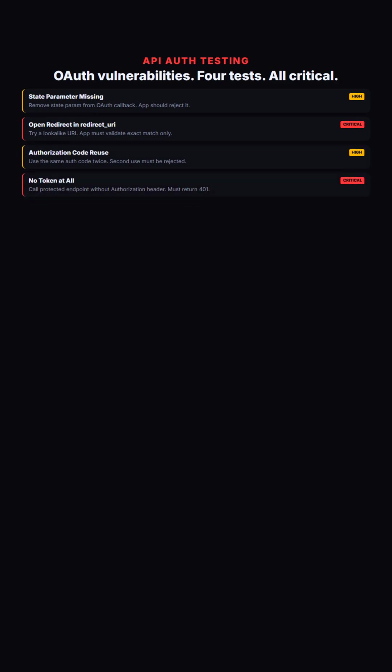OAuth is the most widely used authorization framework for APIs. It allows applications to access resources on behalf of users without storing their credentials. But OAuth implementations have a long history of vulnerabilities. The most common OAuth vulnerabilities to test for: state parameter validation, redirect URI validation, and authorization code reuse.